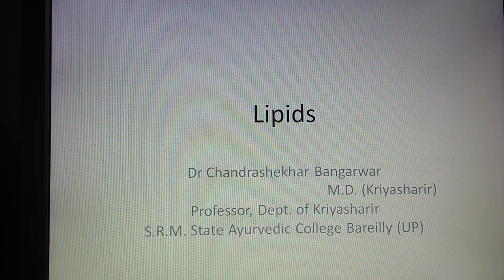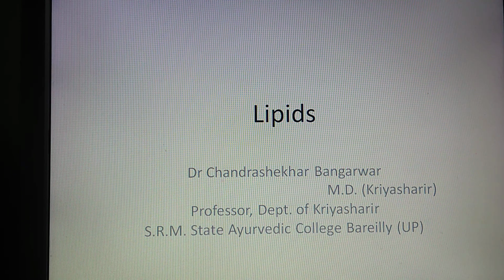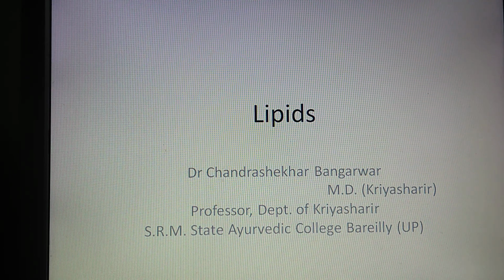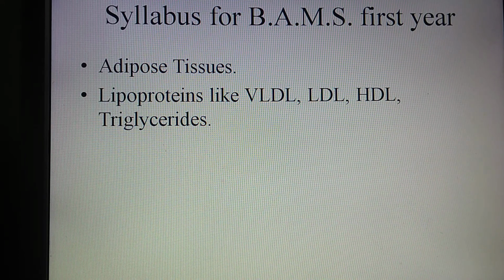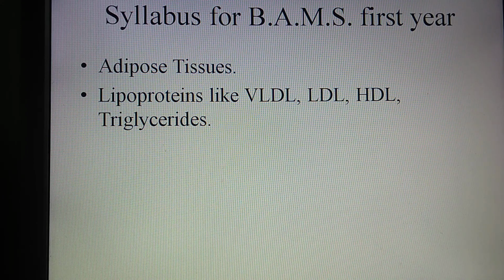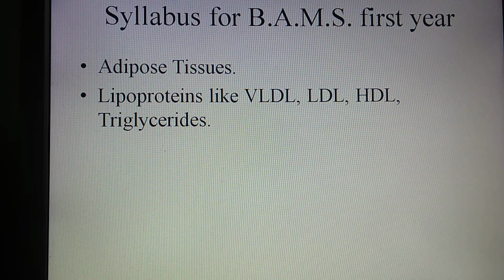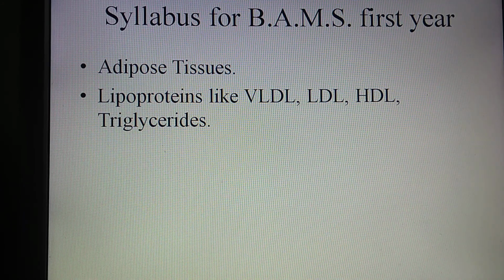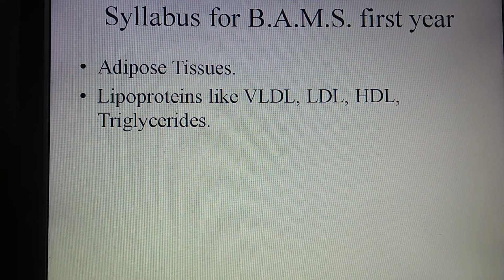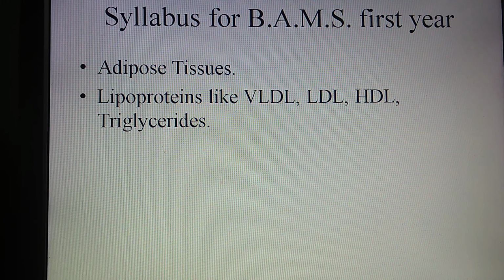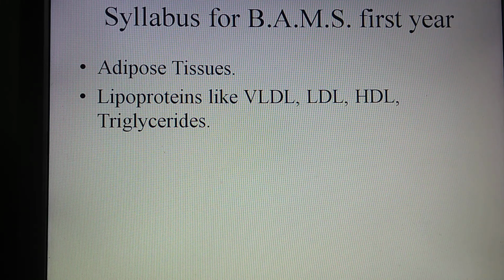Good morning, all. Today we will learn something about the lipids, that is fats. The syllabus expected by the BMS first year student, according to Central Council of Indian Medicine, is adipose tissue, that is information about the adipose tissue, lipoproteins like VLDL, LDL, HDL, triglycerides. So we will see what are the lipoproteins, what is VLDL, what is LDL, what is HDL.